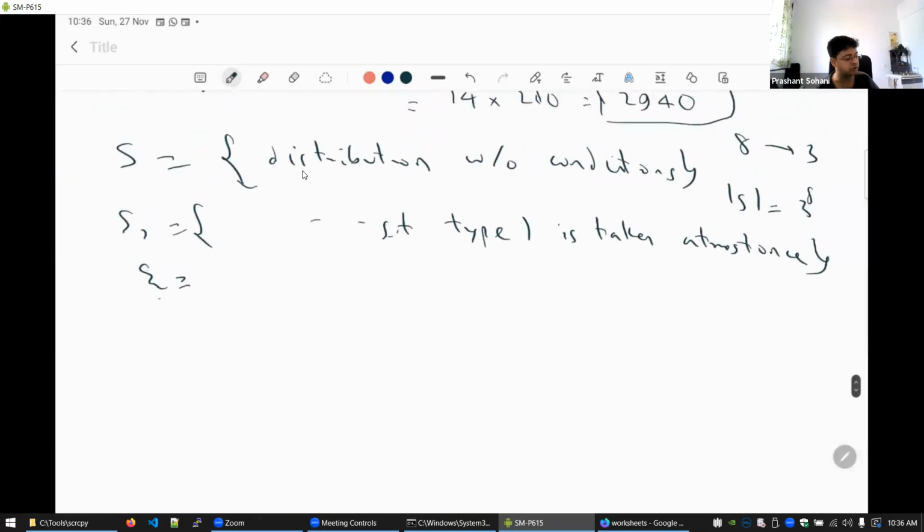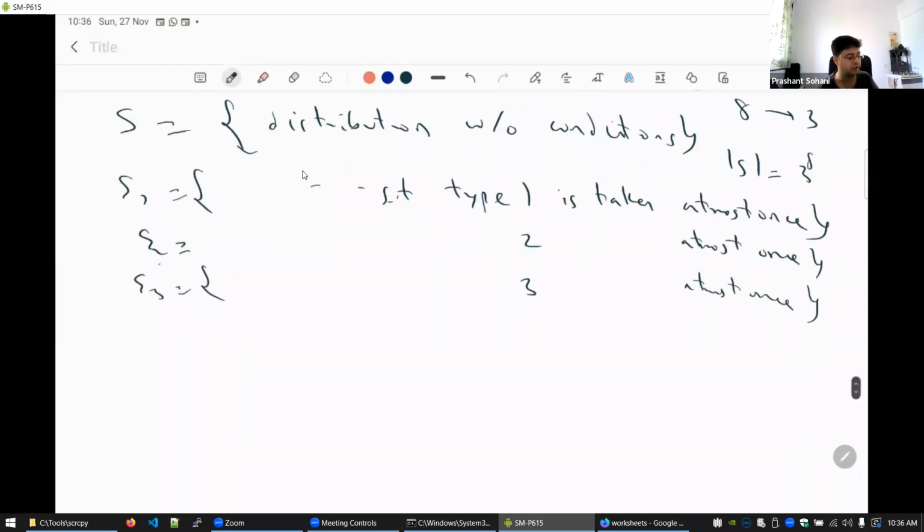S2 will be the number of distributions such that type 2 is taken at most once. And S3 is the set of the elements where type 3 is taken at most once. Okay, so this "at most once" is the part which is adding the complement in the problem. And I think the Venn diagram will look very similar to the previous case.